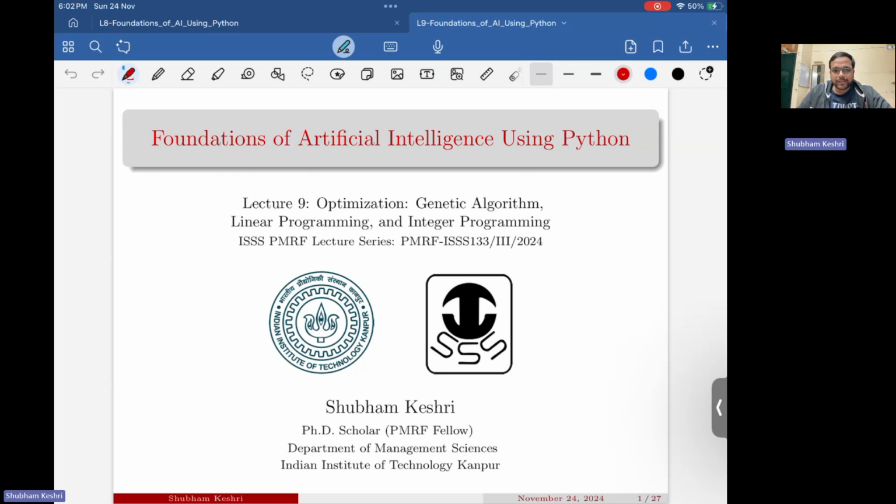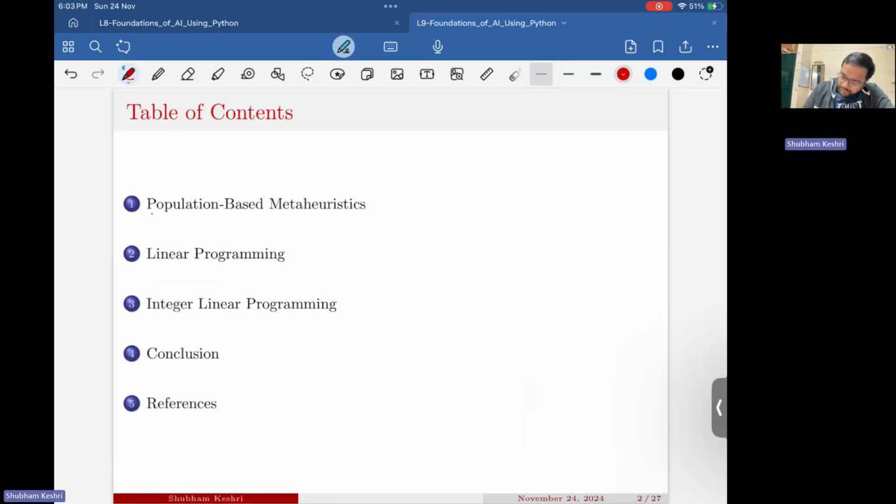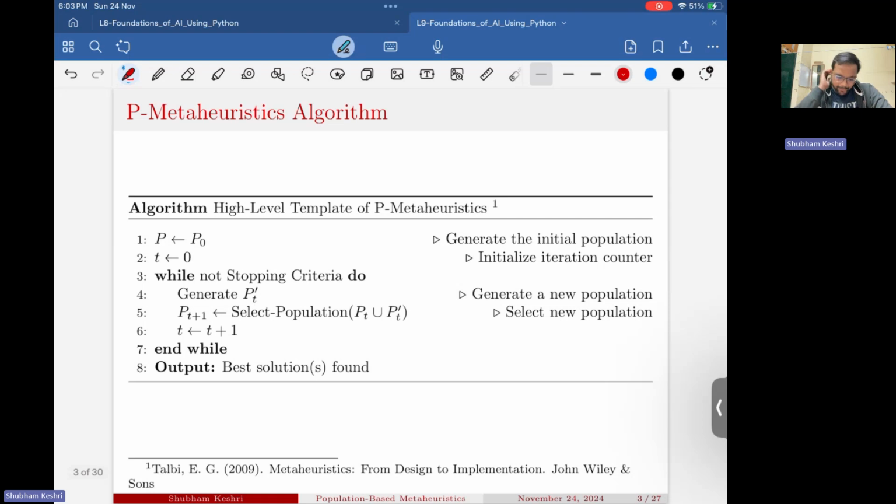So in today's lecture, we will cover genetic algorithms, linear programming, and integer programming. So in the previous class, we discussed meta-heuristics, and in that class, we discussed single solution meta-heuristics. Now we will see what population-based meta-heuristics are, and genetic algorithm is an example of a population-based meta-heuristic. So this is the short form of writing population-based meta-heuristic: P-Metaheuristics.